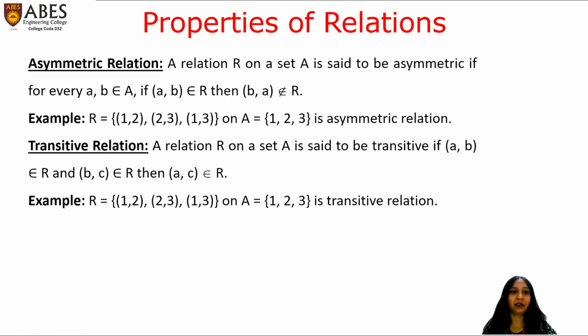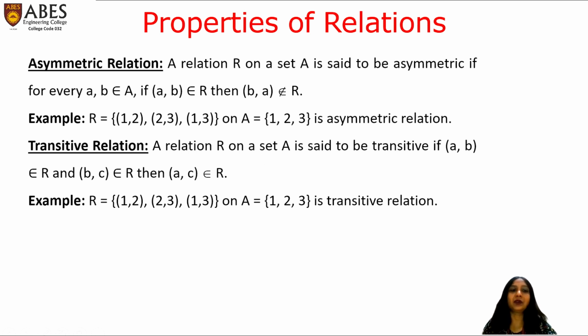Then next is an asymmetric relation. A relation R on a set is said to be asymmetric if for every (a, b) belongs to A, if (a, b) belongs to R, then (b, a) should not belong to R. For example, if the relation is defined as {(1,2), (2,3), (1,3)}, it is an asymmetric relation. We can easily see if (1,2) is coming, then (2,1) is not coming. If (2,3) is coming, then (3,2) is not coming. If (1,3) is coming, then (3,1) is not coming. So it is an asymmetric relation.